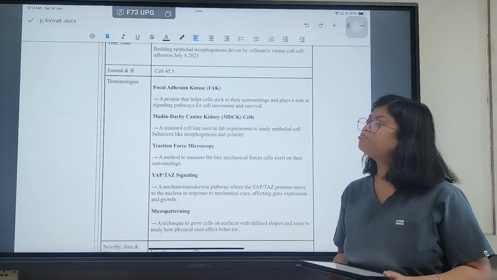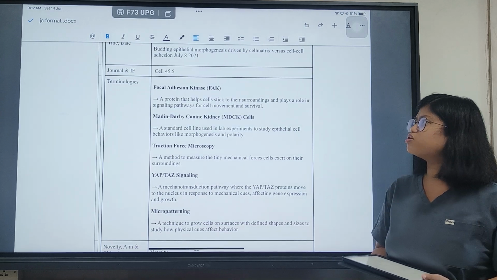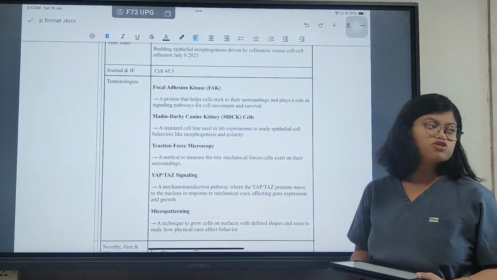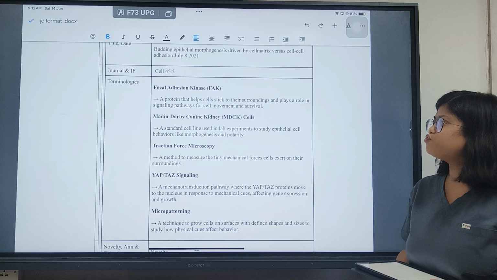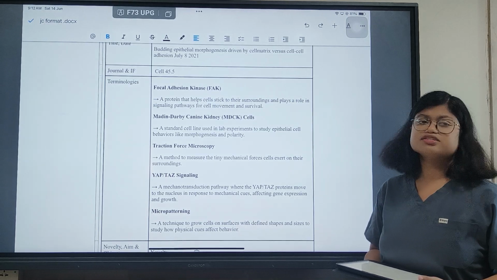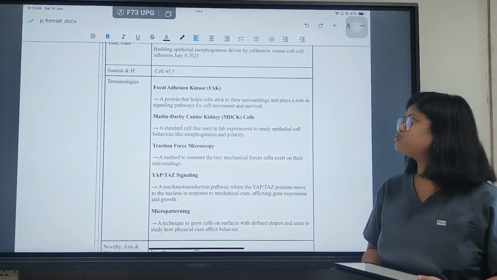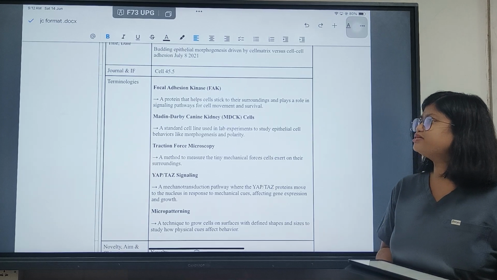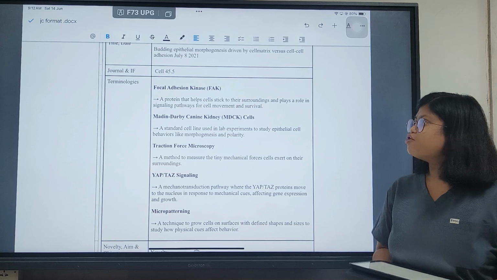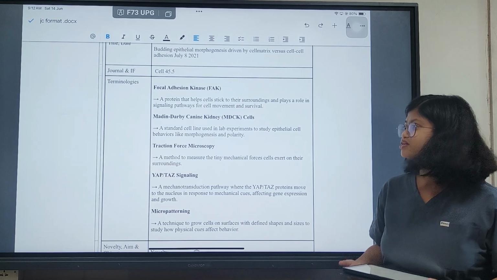So coming to the terminologies which are essential to discuss before starting this journal club. The first one, focal adhesion kinase. It is a protein that helps the cells stick to their surroundings, that is the extracellular matrix, and plays a role in the signaling pathways for cell movement and survival as a whole.